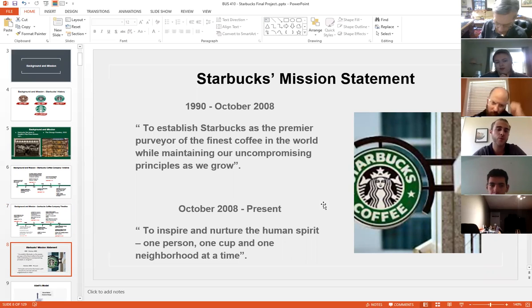And here we put both mission statements. The company recently updated it. From 1990 to 2008, the company had the first mission, and then once Schultz came back to run the company, they changed it again.